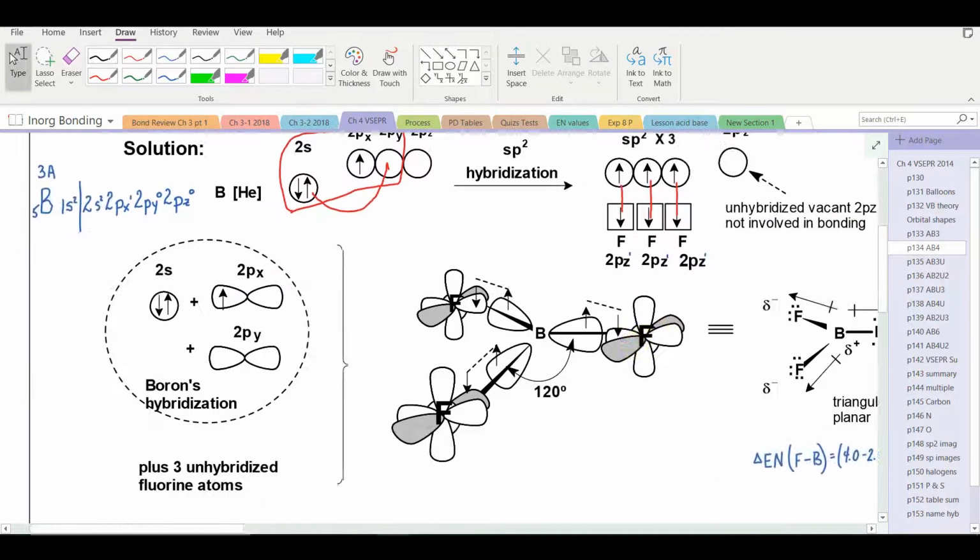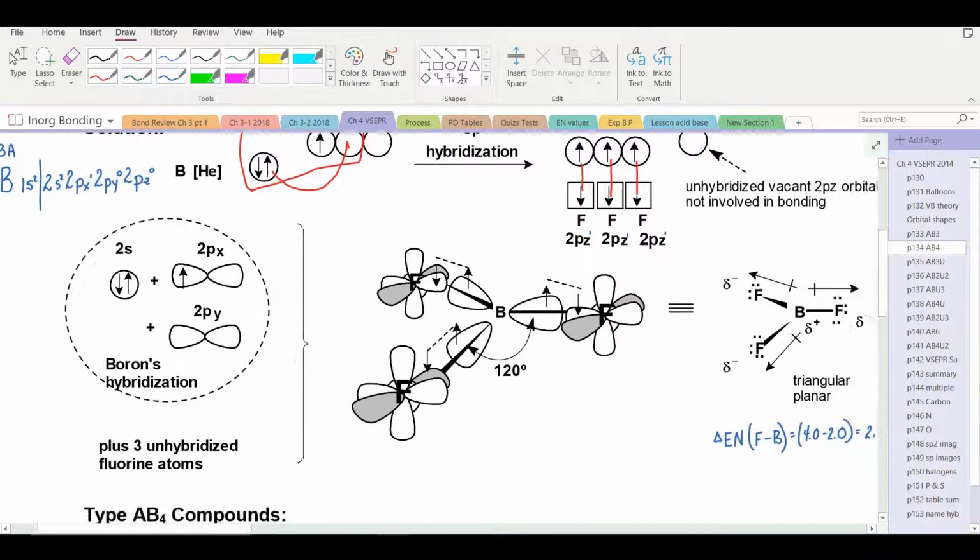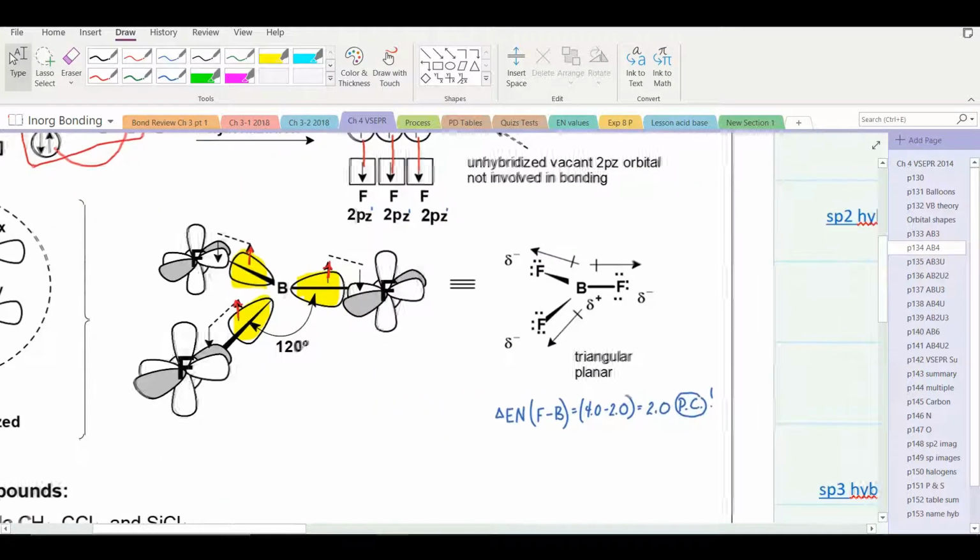So here is a 2s orbital. It's spherical, mixing together with 2 2p orbitals and reshaping to form boron's 3 sp2 hybrid orbitals, each of which has 1 electron in it. That's what these arrows represent. I'll color them red here. There's 1 electron. Here's another one, and here's a third. Each of those is able to overlap with the half-filled pz orbital of fluorine. The result is a triangular planar structure.